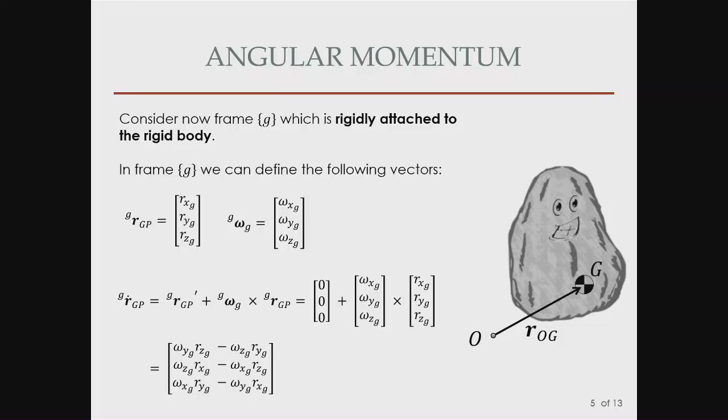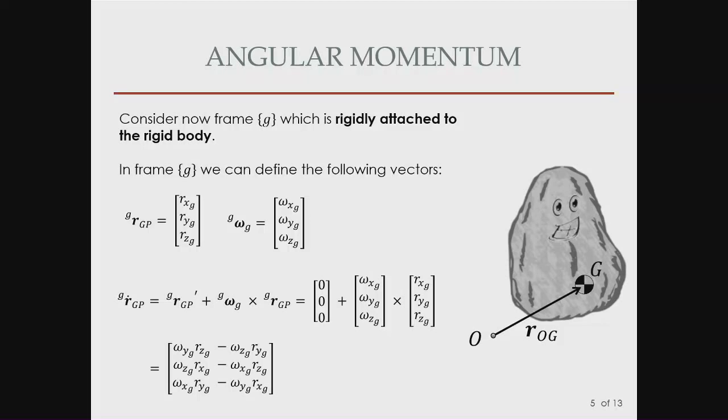So this is GP prime. For every point P there would be different components, but for every specific point P, these components would be constant with respect to time. Anyone needs me to repeat? Yes? No?